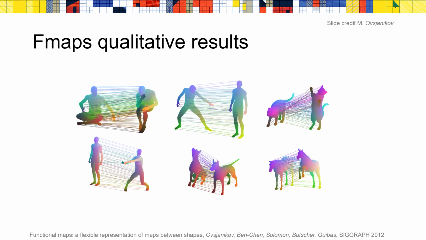Here we show some qualitative results of the correspondences that are obtained from the functional map framework. As I said at the beginning, the point-to-point maps are represented by color coding, where corresponding points are depicted with the same color. So if you look at each pair that is visualized, they are colored in a comparable way. This means that the correspondence obtained from the functional map is meaningful.